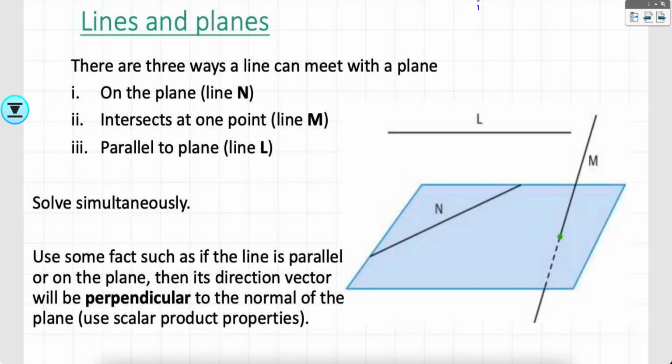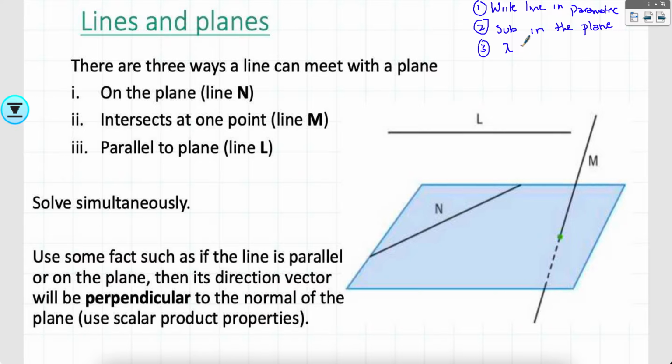So the first thing you could do is write your line in parametric form. And then you're going to substitute the parametric form in the equation of the plane. So you'll get x equals something, y equals something, z equals something in parametric form, and those expressions you'll have to substitute in the equation of the plane. And then you check what you get for lambda.